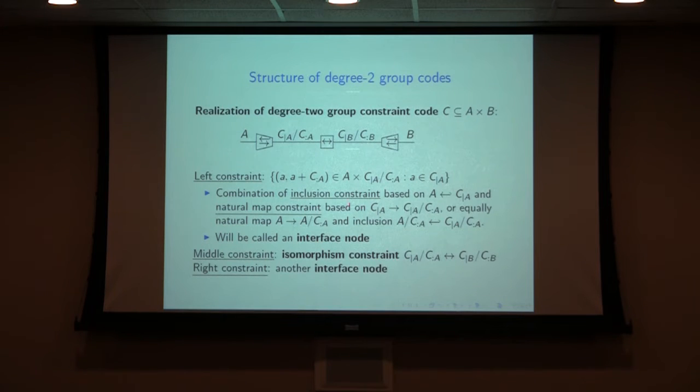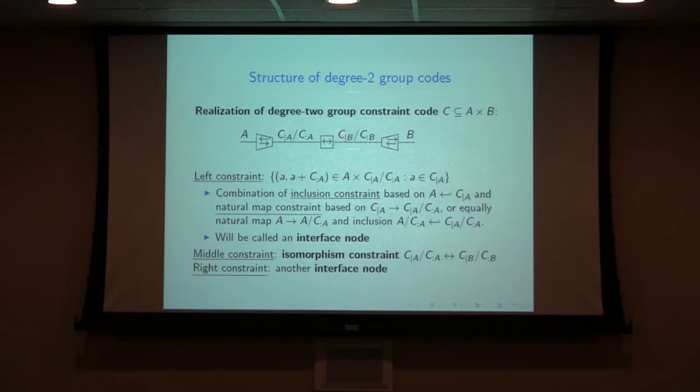Okay, so it's the combination of an inclusion constraint on the projection of C onto A, and a natural map constraint from that projection onto the corresponding quotient group. Or you can do it in the opposite order, it doesn't matter, you get the same thing. So this is a complicated constraint, it's a behavioral constraint. It doesn't have a cause and effect structure. You can't say one side is the cause, the other is the effect. It simply says these two things have to be constrained in a certain way. And I call that an interface node.